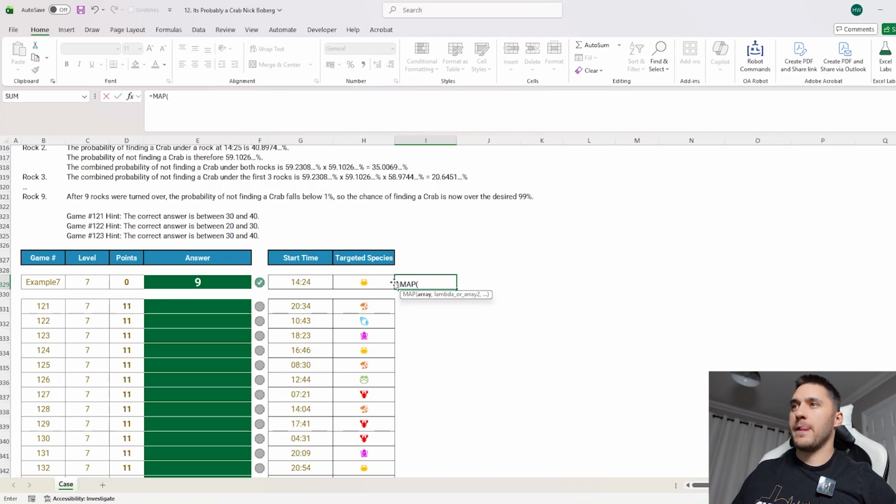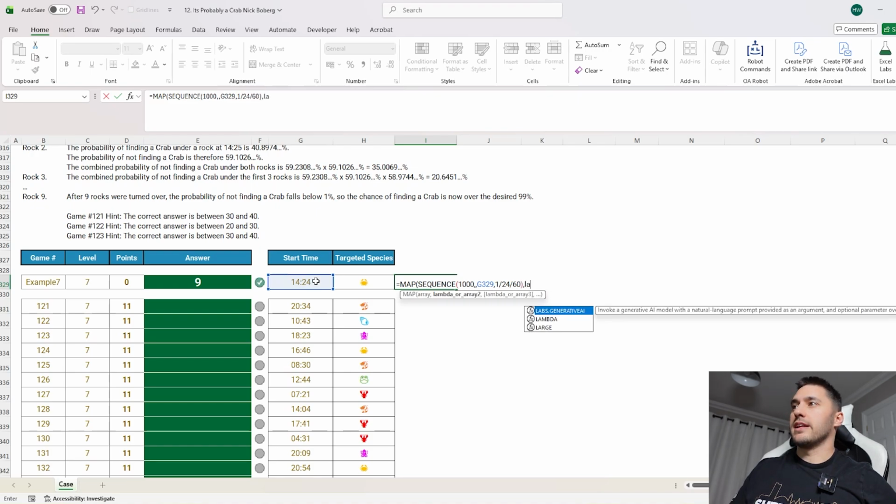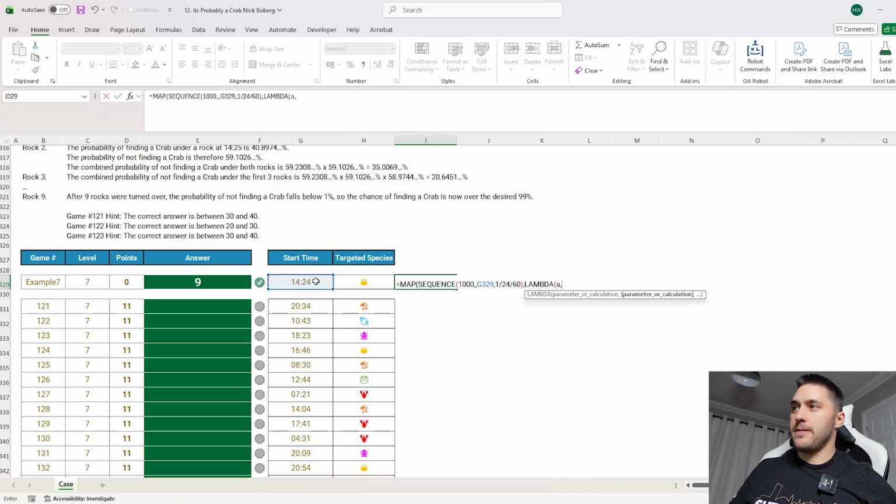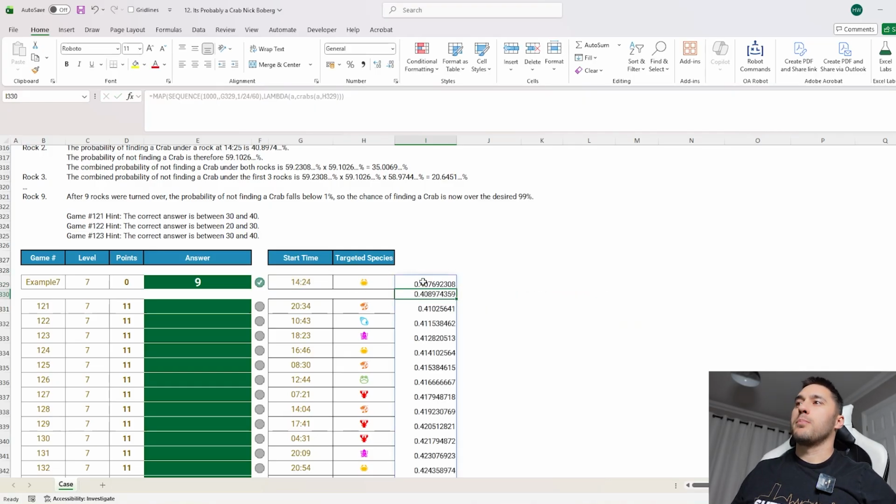So we can say map, our array is a sequence. We can use any large number here, so we'll just do a sequence of 1,000. We're starting at the given time here, and our steps again are going to be 1 over 24 over 60 to get intervals of 1 minute. And then we can say lambda a, crabs of a is our time, and this is our creature. So that's going to give us our probability at every minute of finding this creature.